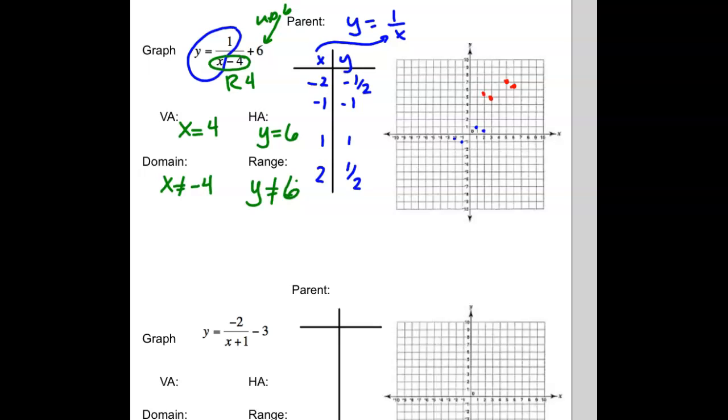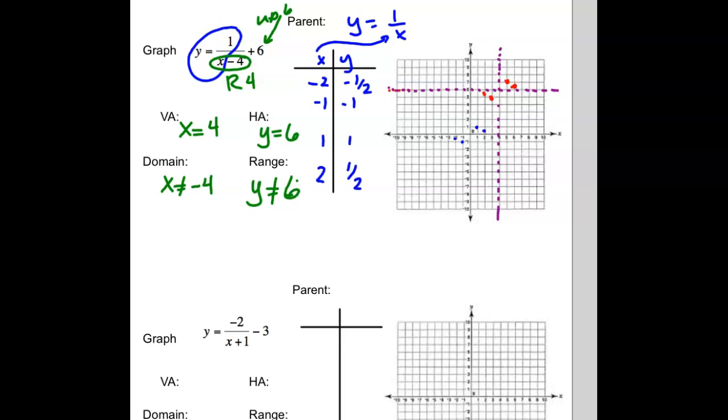All right, and then looking at the asymptotes, we said that our horizontal asymptote, which was at 0, has moved up 6. So we're going to have a horizontal asymptote here. Let's get a different color. And then our vertical asymptote used to be at 0. We've moved it right 4. And now we can draw our graph in. It needs to approach those asymptotes without actually touching them.